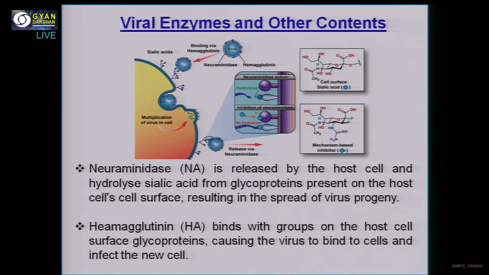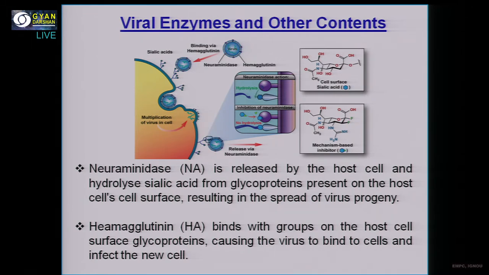One of them is the neuraminidase enzyme. It is released by the host cell and hydrolyzes sialic acid from glycoprotein present on the host cell surface, resulting in spread of the virus progeny. So neuraminidase enzyme is a very important enzyme. They are able to hydrolyze sialic acid from glycoprotein. Ultimately, the viruses get entry or infect another host cell.